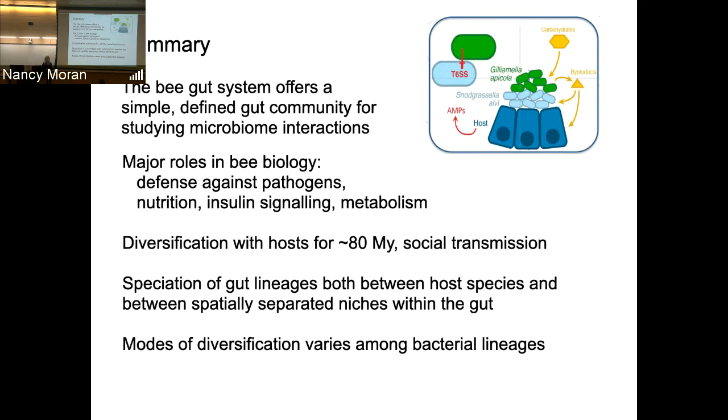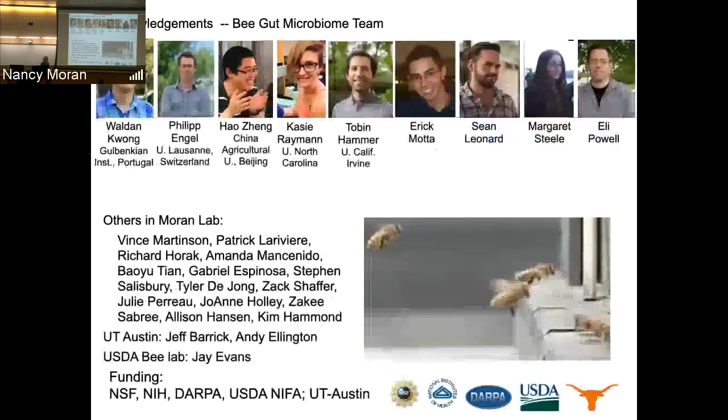But they also play a role in nutrition and metabolism. They've diversified with hosts for 80 million years through this social transmission. And then speciation seems to be this complex thing where they can actually acquire different niches within a host. And then, of course, they also will diverge when the hosts diverge as well. And that probably really differs. So Snodgrassella and Gilliamella seem to have different modes of diversifying.